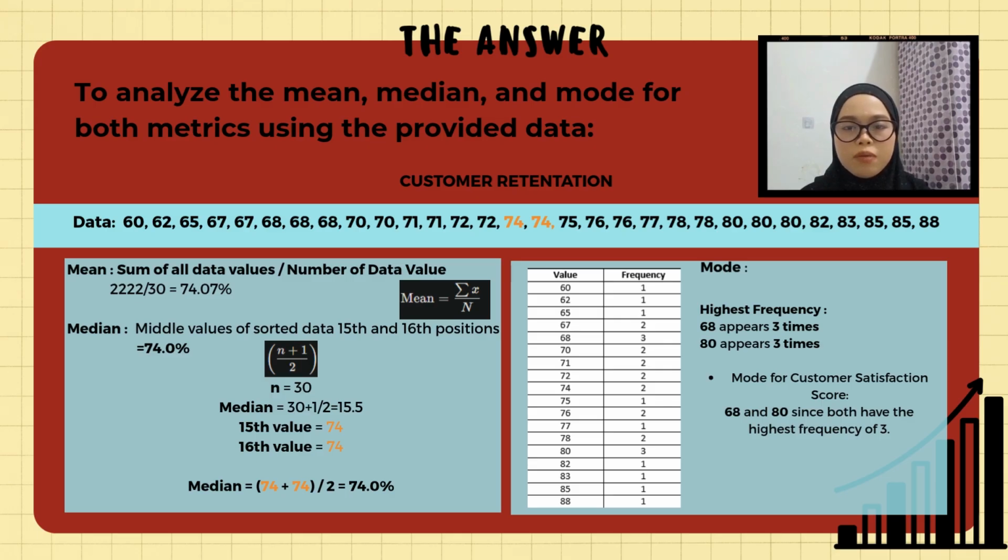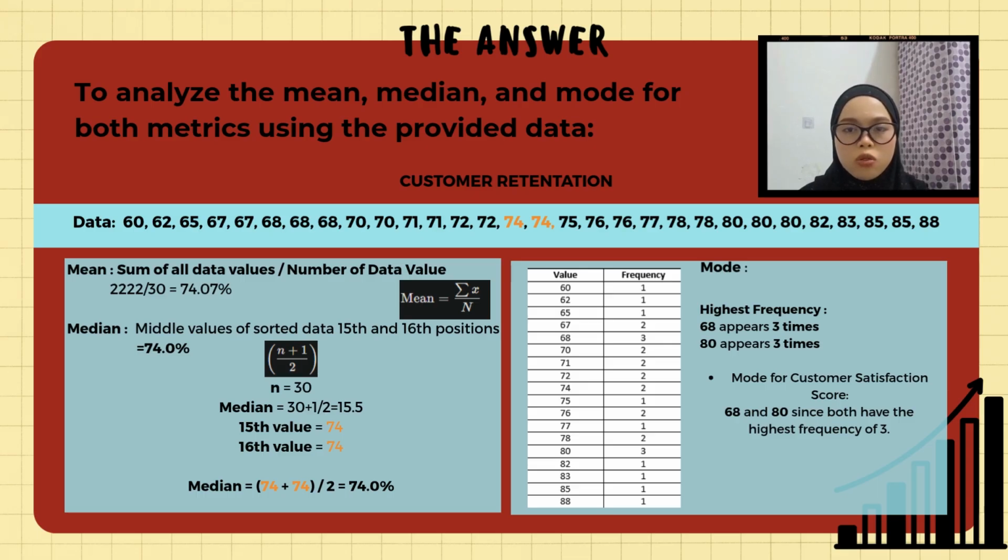And next is to find the median. First, you have to find the median value, and the formula is n plus 1 and then divided by 2. For n here is 30, so 30 plus 1 and then divided by 2 gives 15.5. Here we look at the closest data values: at the 15th value we get 74, and at the 16th value we get 74 too. To find the median, just add these two values, 74 plus 74, and then divide by 2, and you get 74.0%.